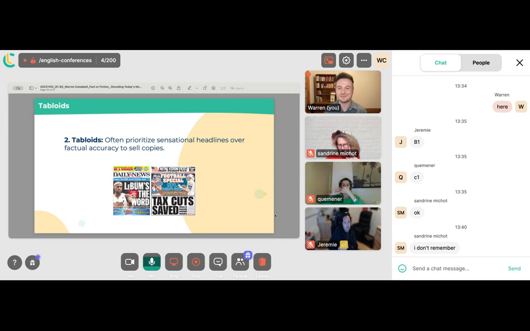Tabloids. Famous one in the UK, the Daily News. Famous one in the States, the New York Post. They often prioritize sensational headlines over factual accuracy in order to sell copies.